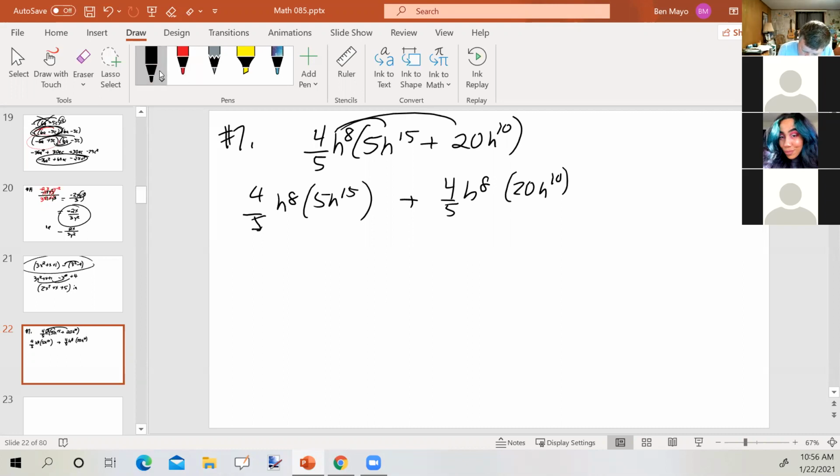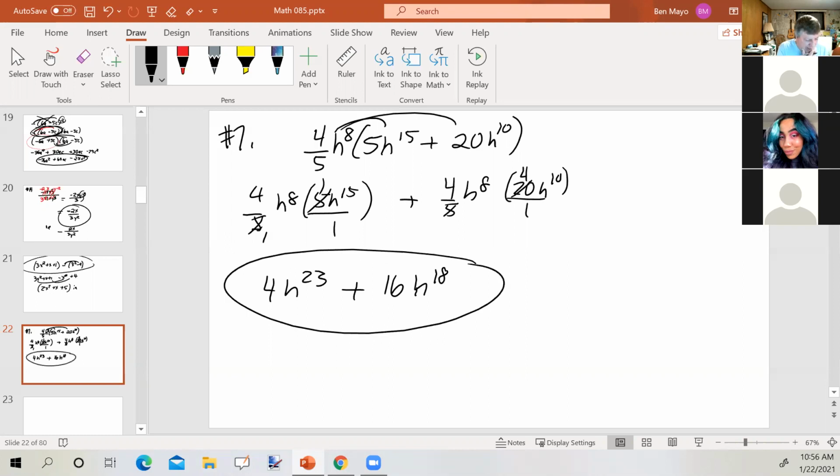So this 5h to the 15th is over 1, so those 5s would reduce down, and I'd have 4h to the 8 plus 15 is 23rd power. Plus, here, 20 over 5 would be 4 times 4 is 16, h to the 18th power. So that's our final answer there. Okay? Hold on, let me write this down. Absolutely. I haven't come across a fraction like this yet.